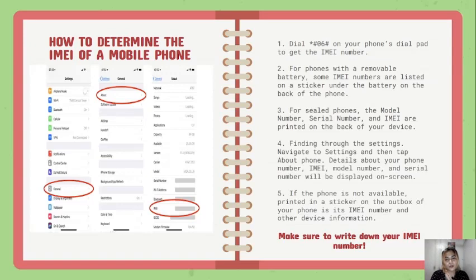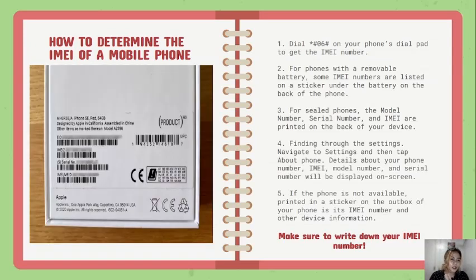So how about if the phone is not available? That would be fine as well. Most of the IMEI numbers and serial numbers are printed on the sticker on the outbox of your phone, so you can check the outbox. It would normally be on the back part, on the lower part, or on the side parts of the outbox.